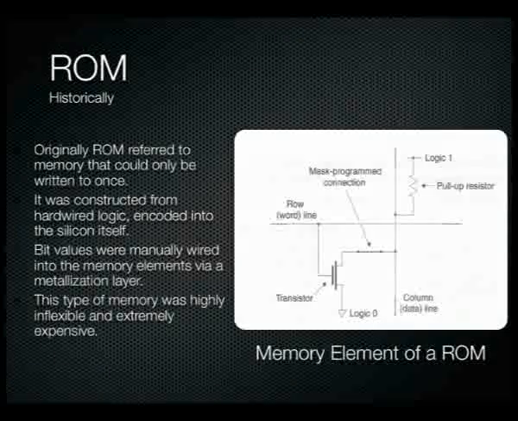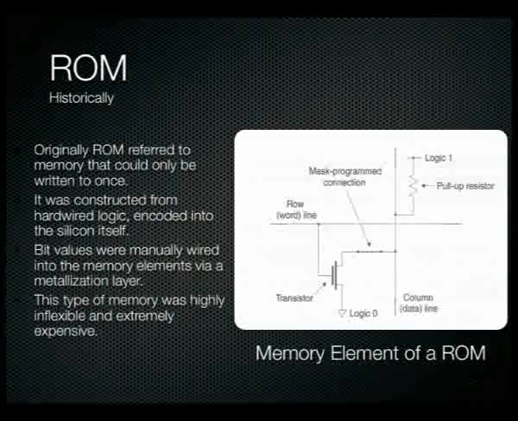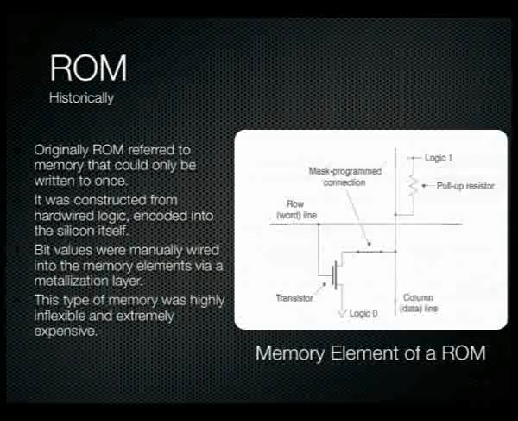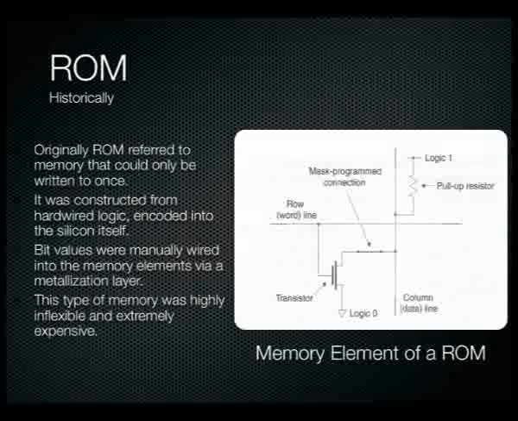So by providing the metallization layer, another layer of the silicon chip, you could define which of these memory elements should have a 0 in them. You'd simply provide that metallization connection for all the memory elements that you wanted a 0 to appear in. Therefore they'd manufacture this chip for you, and you'd have a PROM fully programmed with whatever code you needed it to have.